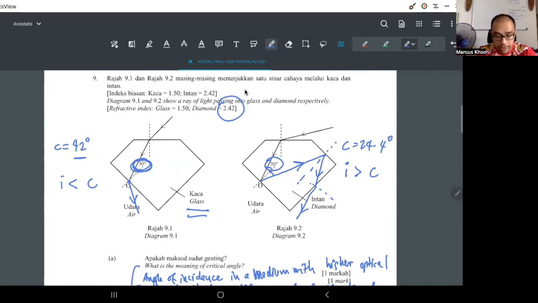So the total internal reflection that happens here is what causes the diamond to look very sparkly to us, yang bling bling. Kita nampak banyak pantulan, terus bling bling semua terkeluar. Everything comes out. Right?